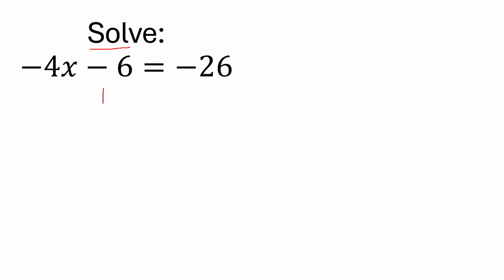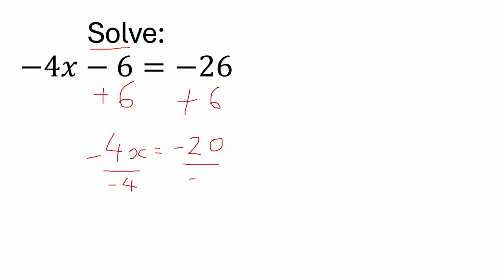So we're going to add 6 to both sides to get rid of this minus 6 on the left hand side. So the left hand side becomes minus 4x, so minus 4 lots of x is equal to minus 26 plus 6. So be careful, guys, that becomes minus 20. And then we divide both sides of our equation by minus 4 or negative 4. Again, be very careful with your sign here.